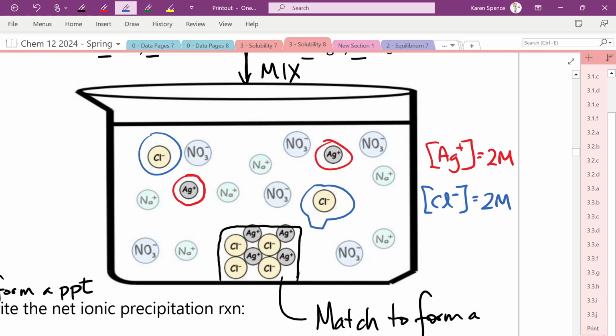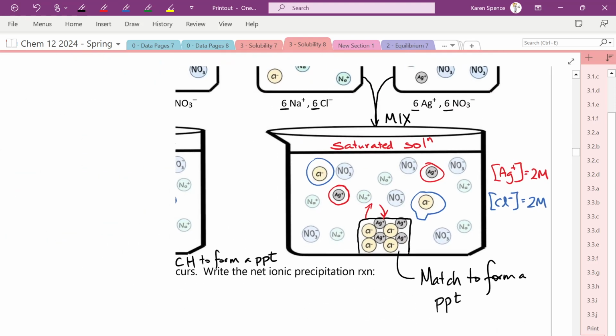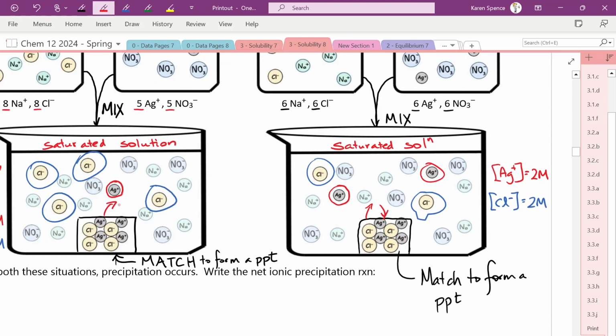Is this a saturated or an unsaturated solution? It is saturated. Anytime a precipitate forms, you have a saturated solution. So you're going to be having ions coming off and ions reprecipitating, okay? Over here, you'll have ions coming off and you'll have ions precipitating, okay? So it is in equilibrium. Both of these solutions are at equilibrium.